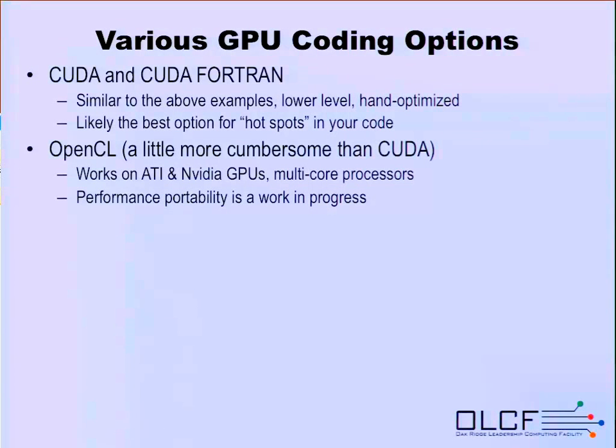OpenCL is a little more cumbersome than CUDA, but you write your own wrappers and it'll actually look pretty similar. They just have their own language. It works on all GPUs, not just NVIDIA, and it also works on multi-core. And whether or not it's performance portable, well, that's implementation based. That's always a work in progress for any language.